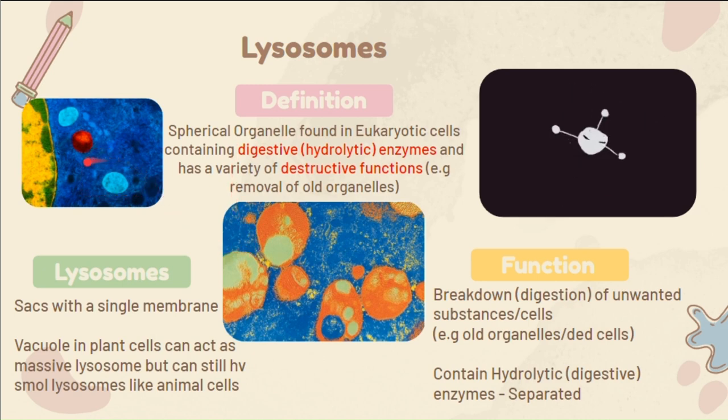They contain hydrolytic or digestive enzymes because lysosomes have a variety of destructive functions. Examples are breaking down or digesting unwanted substances such as organelles or even entire cells. To prevent damage to the cell, the lysosomes contain hydrolytic enzymes separate from the rest of the cell. The vacuole of plant cells can act as a huge lysosome because it contains these enzymes. However, smaller lysosomes, like the ones found in animal cells, can also be present in plant cells.